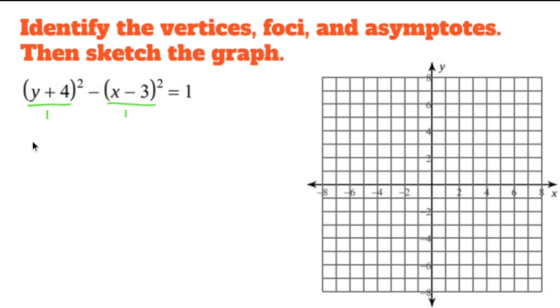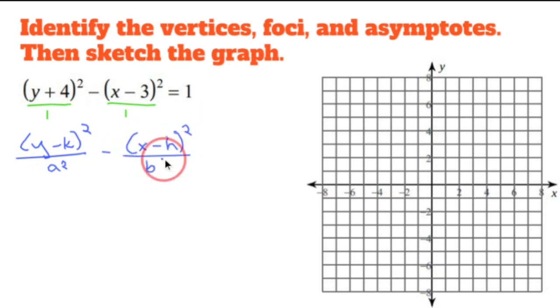Since the y squared is positive and the x squared is negative, we are going to compare it to this function right here because it's a vertical transverse axis. So we're going to compare it to y minus k squared over a squared minus x minus h squared over b squared equals 1.